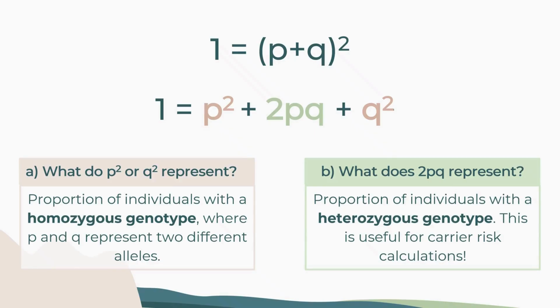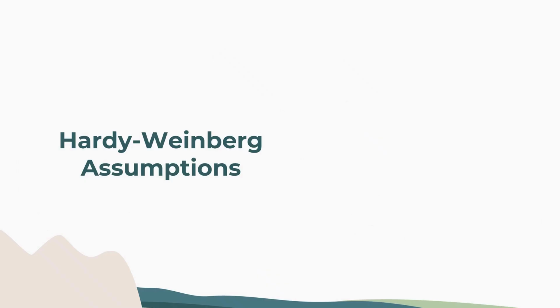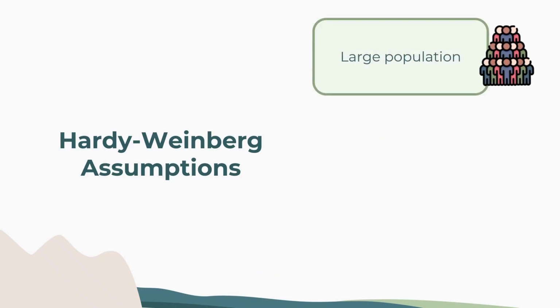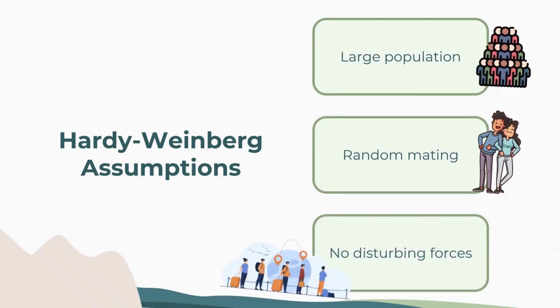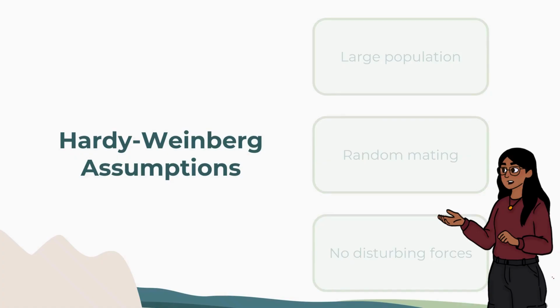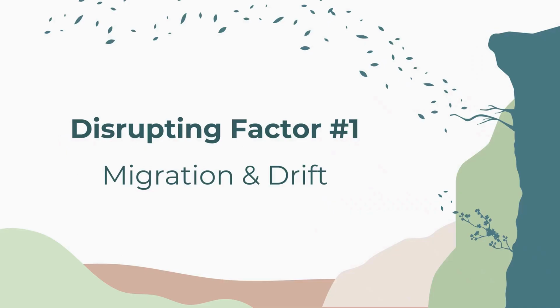Exactly. The equation is pretty straightforward when you have a population that adheres to the assumptions. So this generally works if the population is large, there's random mating, and there aren't any disturbing forces. But we know humans don't exactly follow these rules, so how can we handle those special case scenarios?